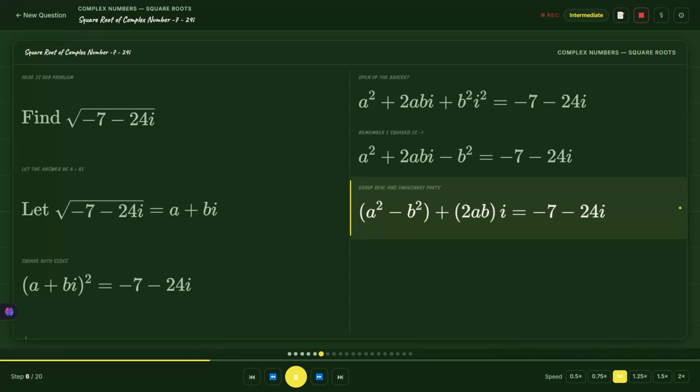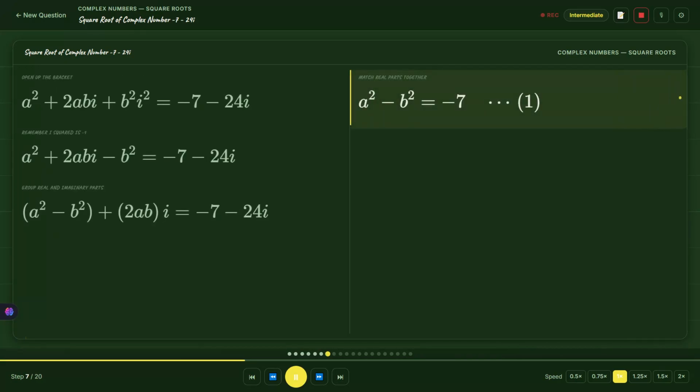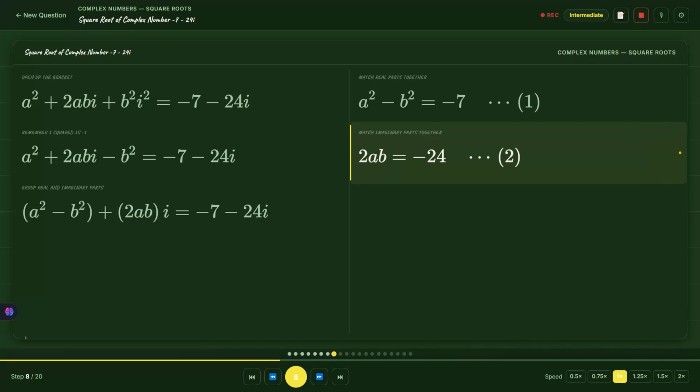Now let's put the real parts together and the imaginary parts together on the left side. The real part is a squared minus b squared, and the imaginary part is 2ab times i. For two complex numbers to be equal, their real parts must match and their imaginary parts must match. So the real part on the left, a squared minus b squared, equals -7. Let's call this equation 1. And the imaginary part on the left, 2ab, equals -24. This is our equation 2.